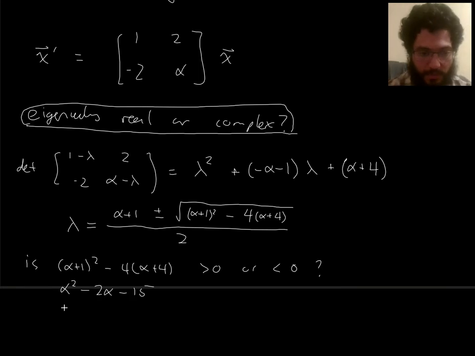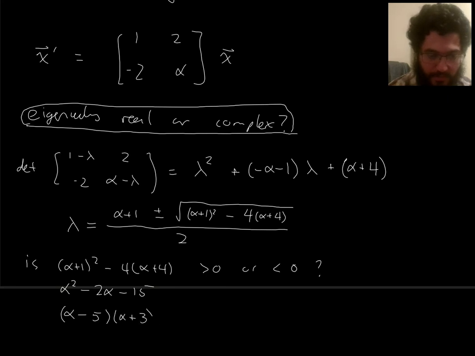And luckily this one, I think, factors nicely. I had that in mind when I came up with the example. I wanted something with nice numbers. So let's see, I think this is alpha minus 5 times alpha plus 3. Yeah, so the question is, is alpha minus 5 times alpha plus 3 positive or negative?